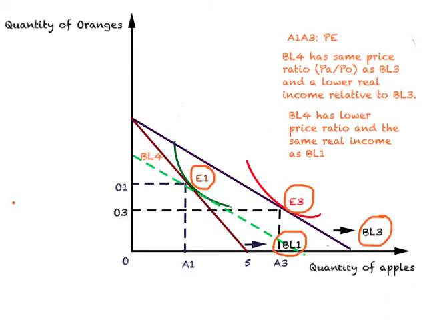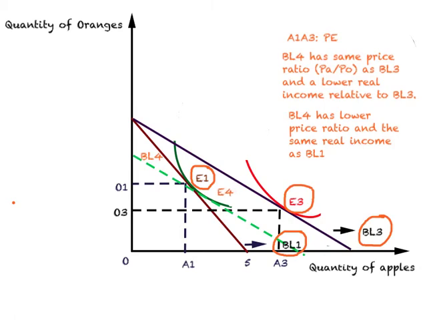Now, this BL4 is tangent to the same indifference curve as BL1, so they have the same real income, and so we would have a new equilibrium point here somewhere, and let us just call this E4. So we have E4, and let me just move it here so you can see it at the point of tangency.